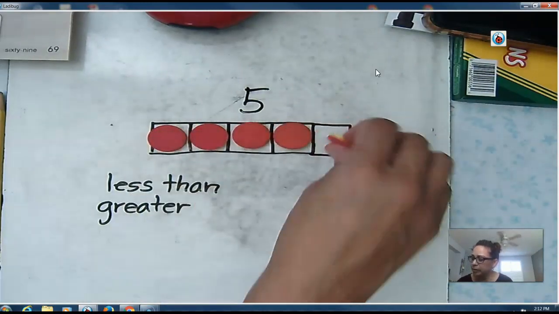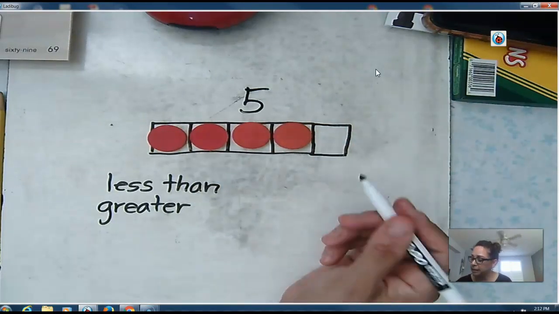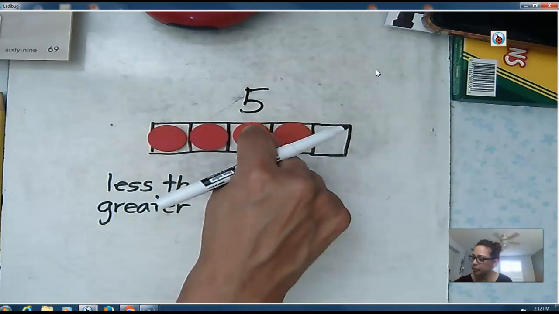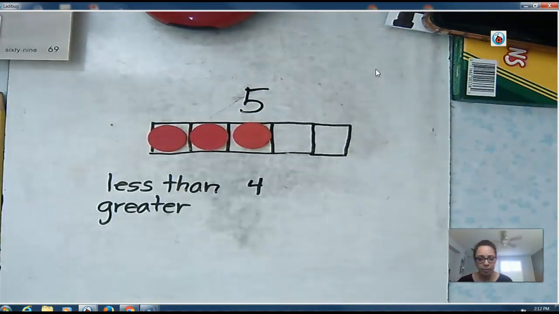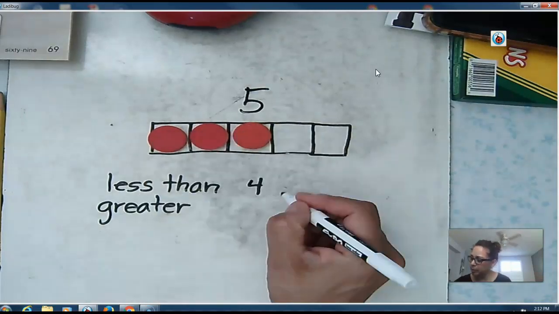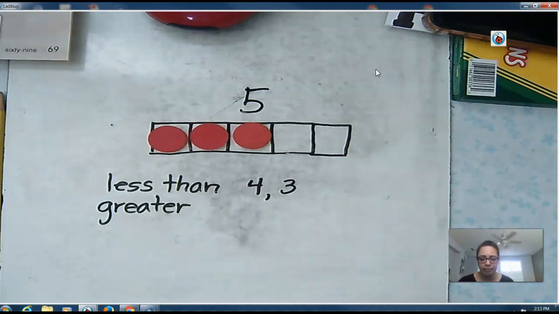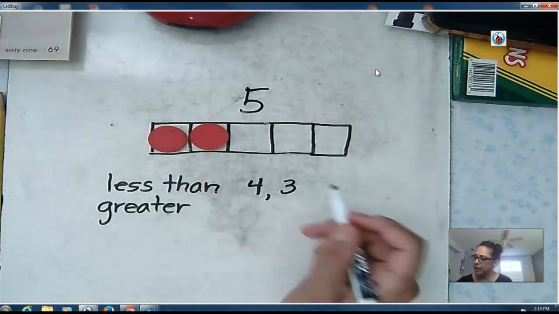We would just take one of these away, and now one of the numbers that is less than 5 is 4. 1, 2, 3, 4. Now let's take another one away, and here's another one that's less than 5. 1, 2, 3. So I'm going to put a comma and a 3 there, and we just found another number that's less than 5. And we're going to keep doing the same thing.